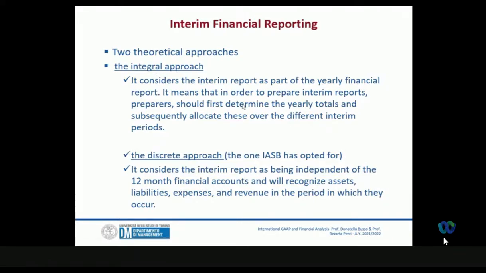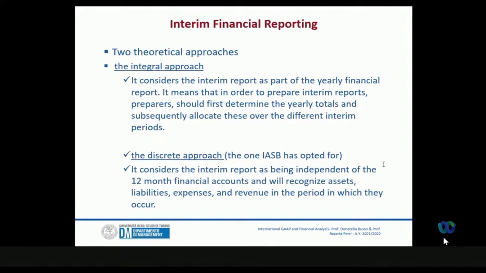Basically, we may follow two theoretical approaches that are recognized and also advised by IAS 34. The first one is the integral approach. This one considers the interim report that we prepare each quarter or each 6 months as part of the yearly financial report. This means that in order to prepare the interim reports for each quarter, we should first determine the yearly totals and subsequently allocate them over the different interim periods.